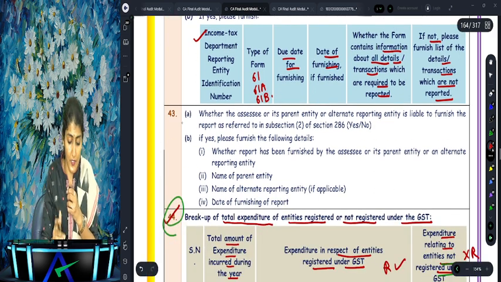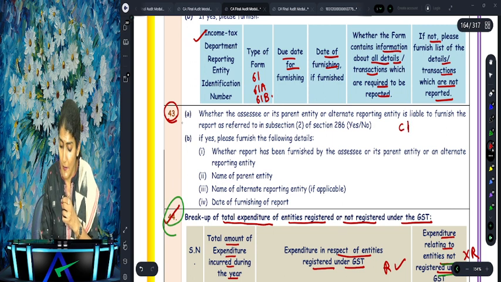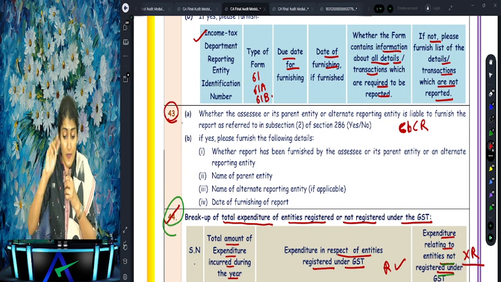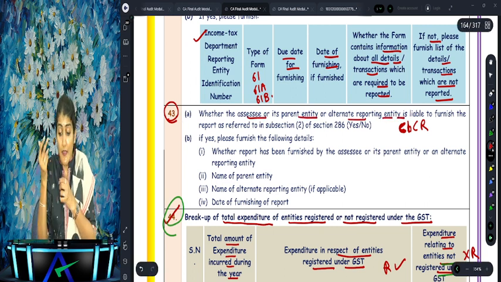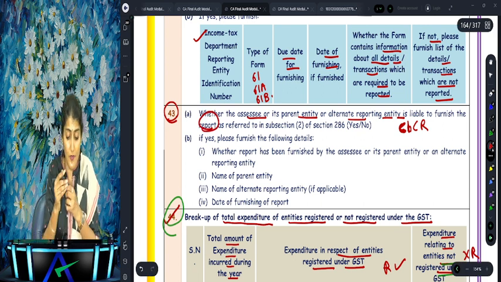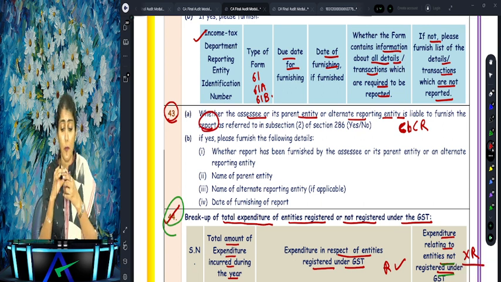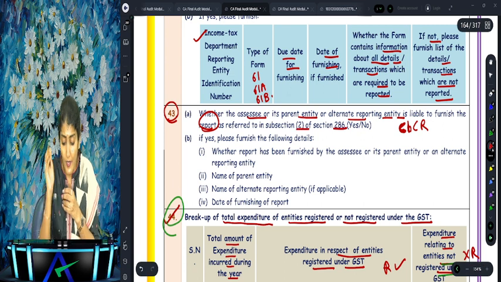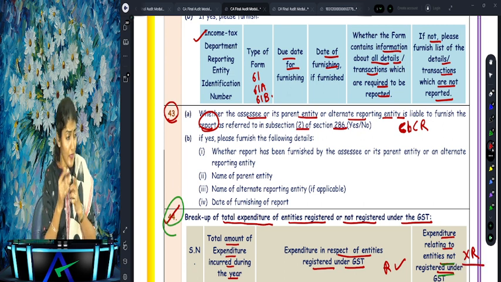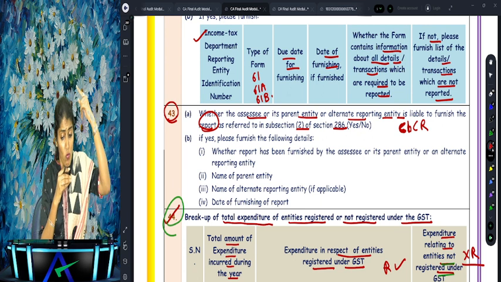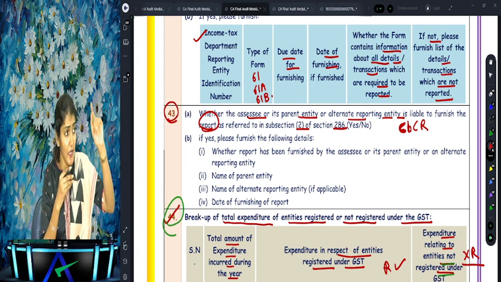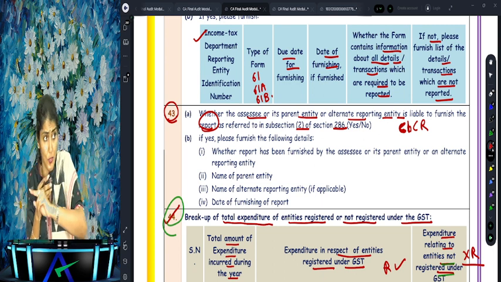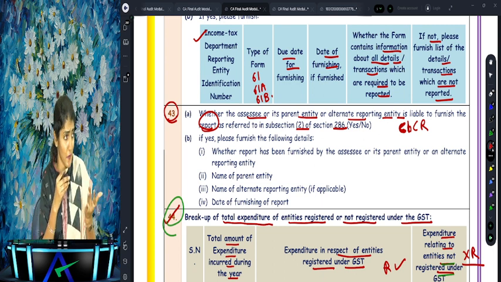And then what is 43? 43 is regarding the CBCR. What is CBCR? The country by country report, right? Whether the assessee or its parent entity or its alternate reporting entity is liable to furnish the report. What is this report called? The country by country report under section 286(2) of the Income Tax Act. Whether the assessee or the parent entity or the alternate reporting entity is required to furnish the report under section 286(2). So again, which is regarding your transfer pricing, and so what does it say?